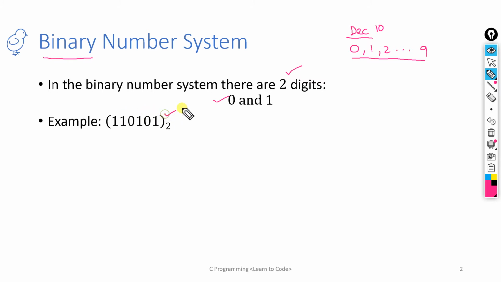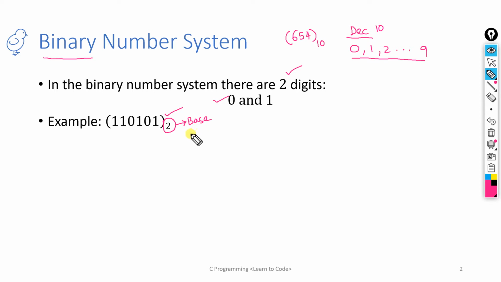So this is an example of a binary number, that is 110101. Whenever you are writing any number system, you need to specify the base of that number system. In this particular case the base is 2, because in the binary number system we are using two digits. In the case of a decimal number, let's say 654, this is a decimal number and the base is 10. Similarly, for a binary number, the base is 2.